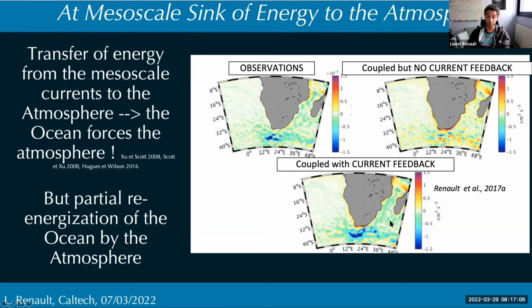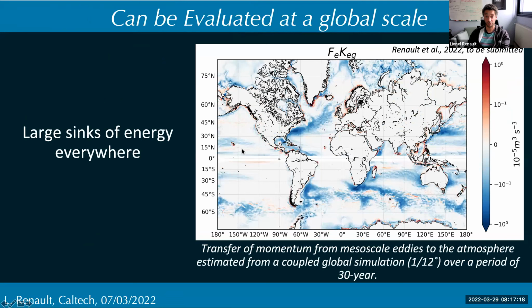And here we have a coupled simulation with current feedback, and we can see that we have this large sink of energy from the eddies to the atmosphere. We can estimate it everywhere over the world ocean. It is larger, of course, when we have a large mesoscale activity, but actually it also depends on the wind. And we can estimate it using the coupling coefficients.